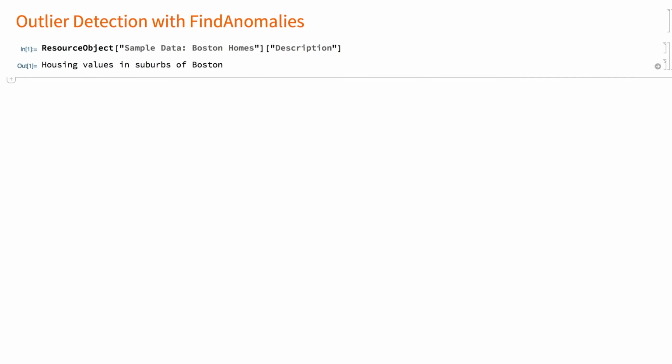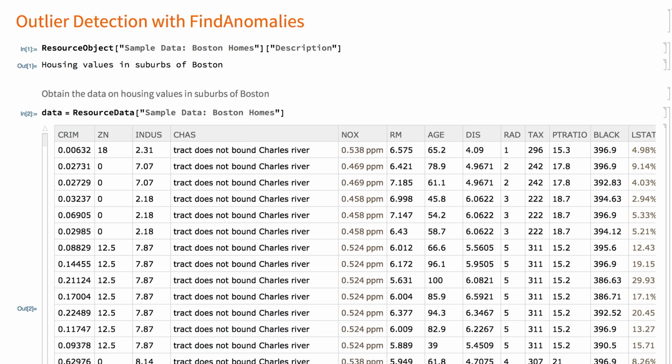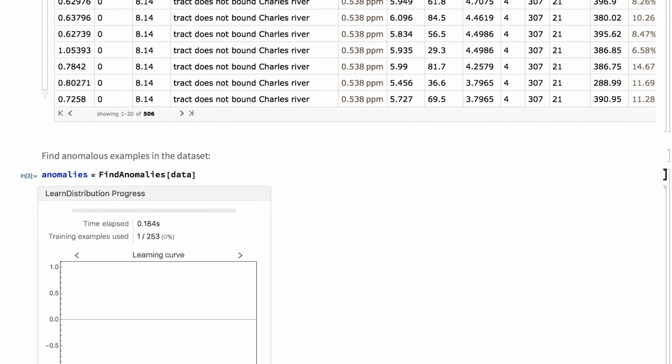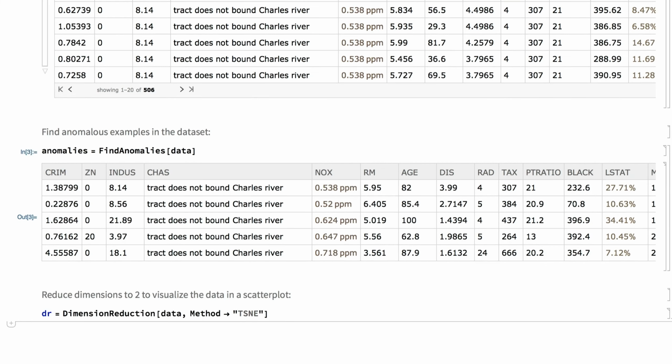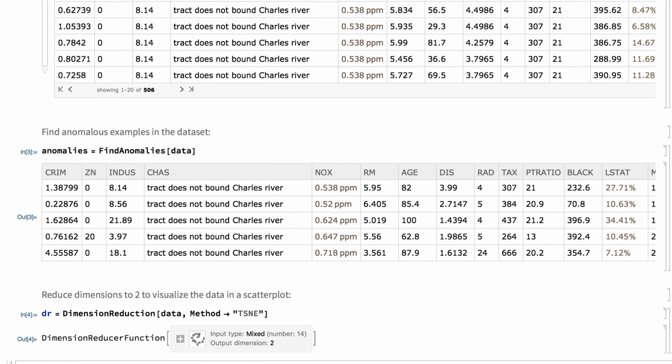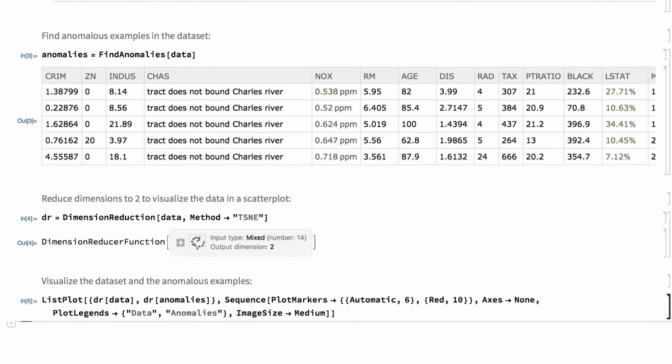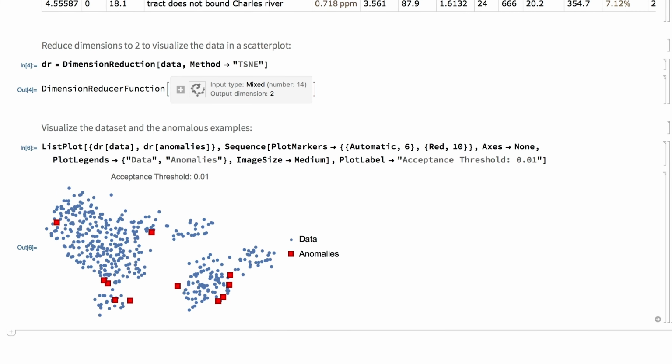Here is another example demonstrating how anomaly detection can be used on a classic dataset containing both numerical and nominal variables. We have to use dimension reduction to allow us to visualize both the data and the anomalies in a scatter plot. Observe how the decision of whether a sample is an anomaly or not changes with a change in the acceptance threshold for FindAnomalies.